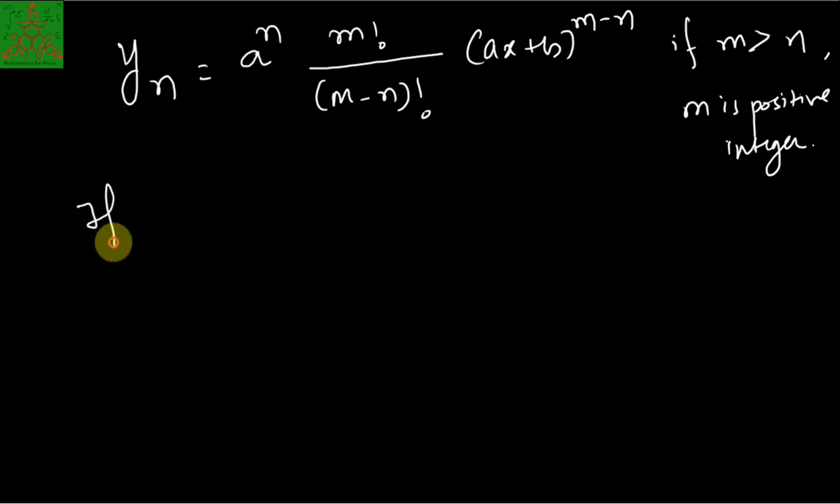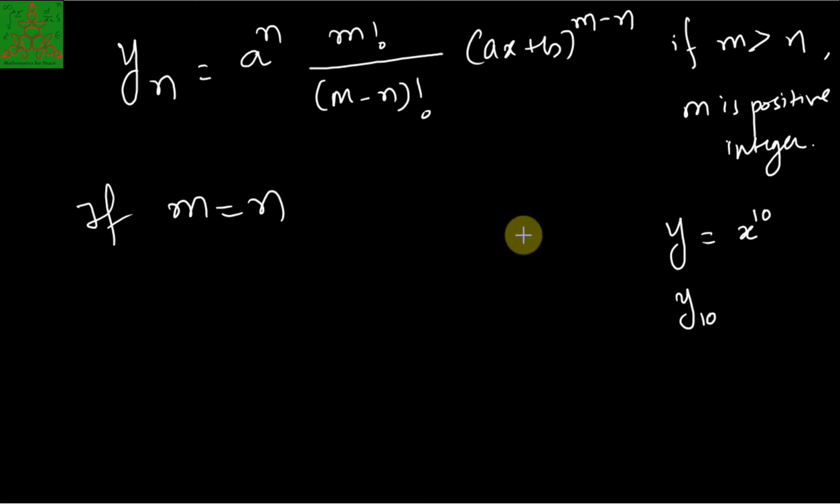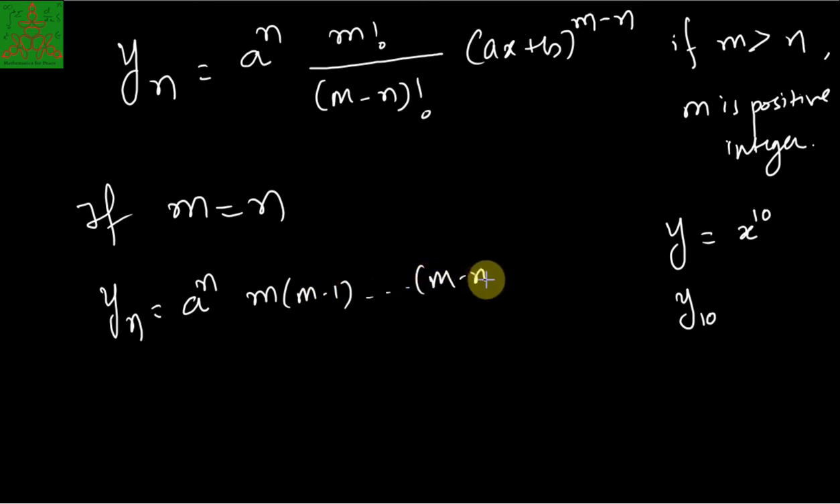What will happen if m equal to n? For example, if I have given you y is equal to x^10, then what will be the y_10? So if m equals n, according to this, I can say it is a constant term. You can say that y_n is a^n m(m-1) up to (m-n+1) (ax+b)^(m-n). Now with this, m is equal to n.